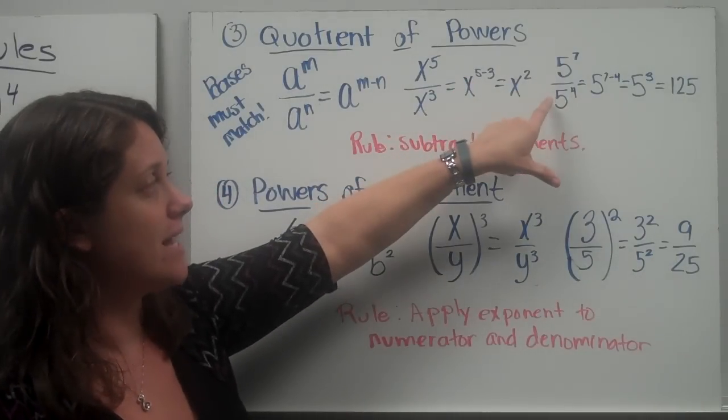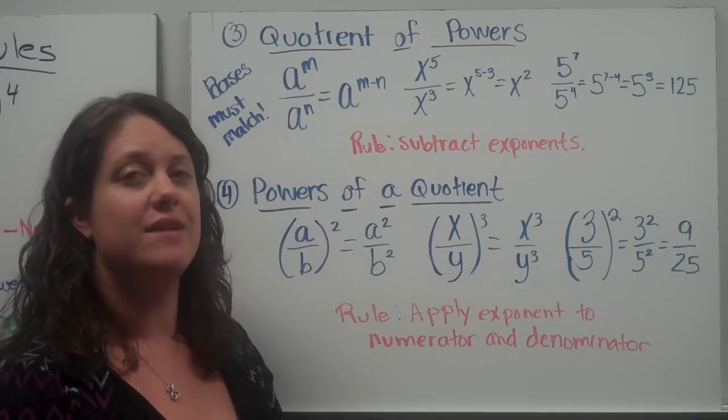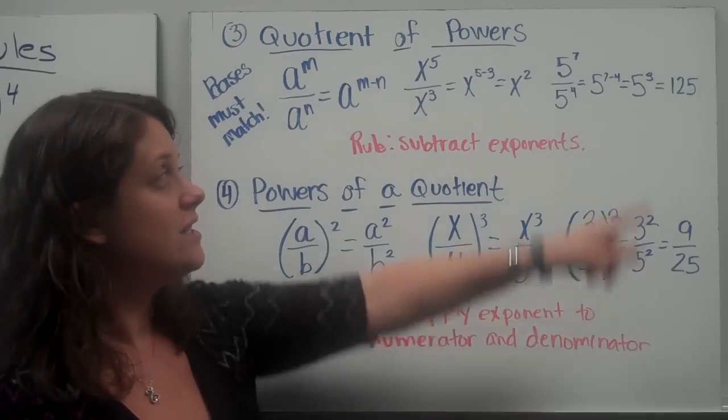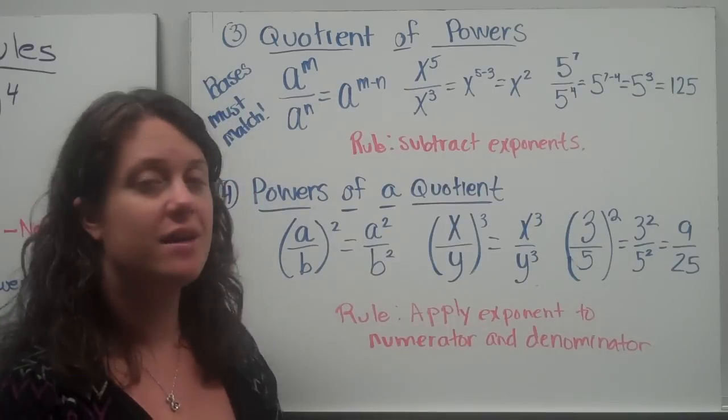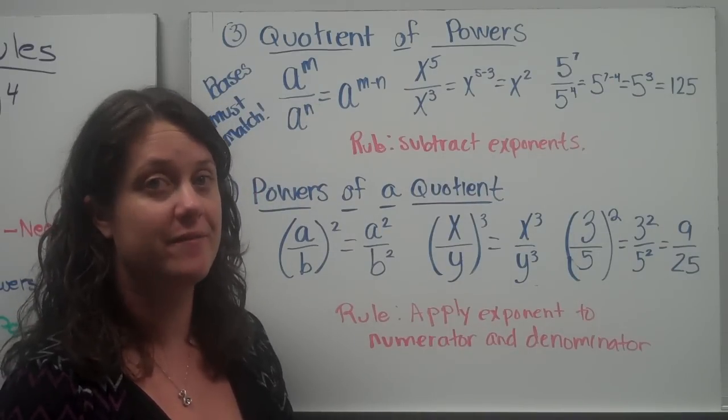Over here, the bases match. So rather than taking 5 to the 7th and then 5 to the 4th and dividing those, I can use exponent rules to make it faster. So 7 minus 4 is 3, and then I just take 5 times 5 times 5, and I get 125.